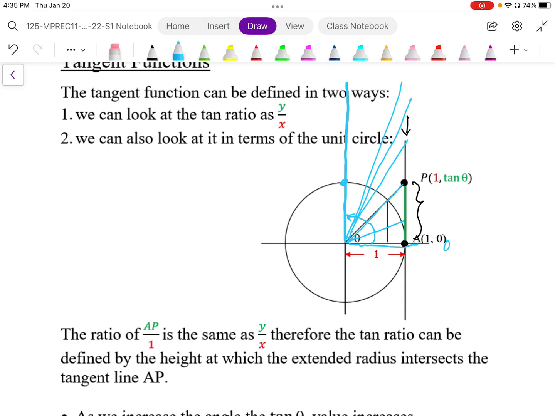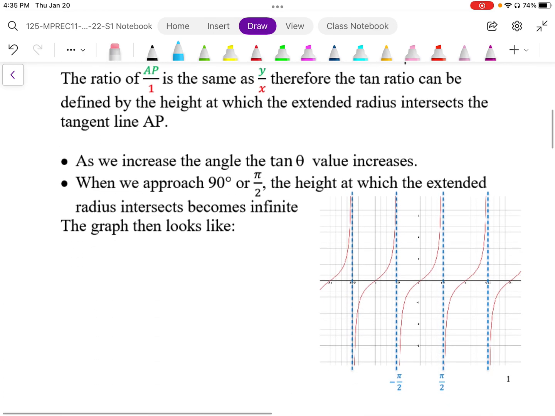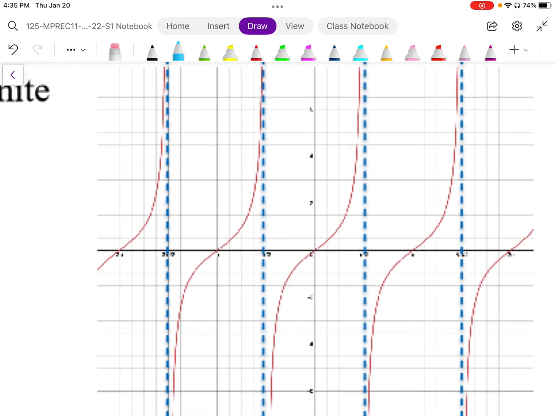We could also think of it as the rise and run. So if we think of the rise of that line, and the run is going to be, well, there is no run, so we're dividing by 0, so we have an undefined value. So what does that look like on the graph? If I start at 0 radians, this point here represents 0 radians, and as I increase the angle, the slope value increases, and as we approach 90 degrees, it's just going to increase to infinity.